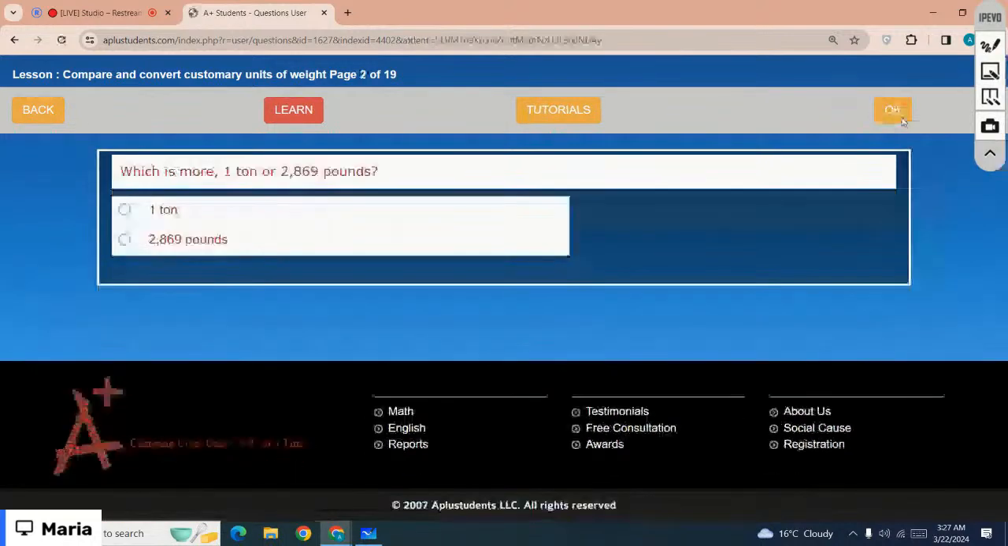Okay, which is more, 1 ton or 2,869 pounds? So, which is the correct option?